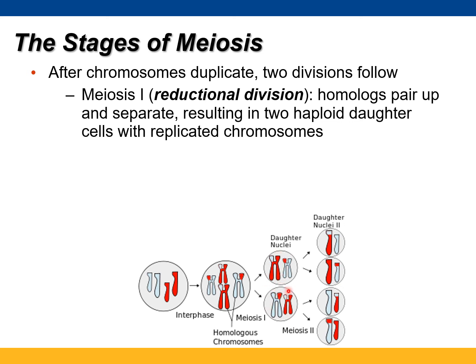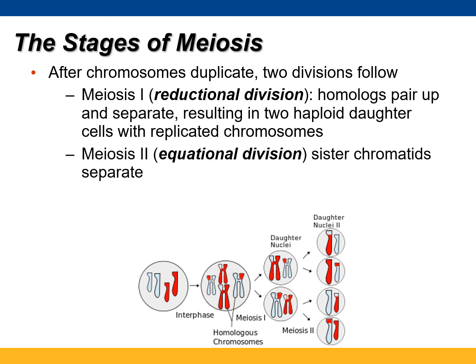Now, in meiosis II, you're going to just split the chromatids. You're not splitting chromatids in meiosis I. So in meiosis II, we call that equational division, because what you're doing is just like mitosis, splitting the chromatids into separate daughter cells.